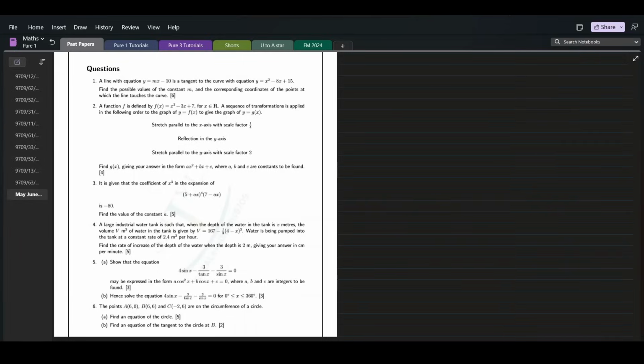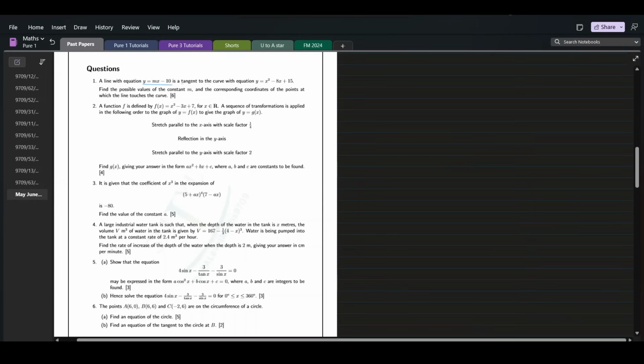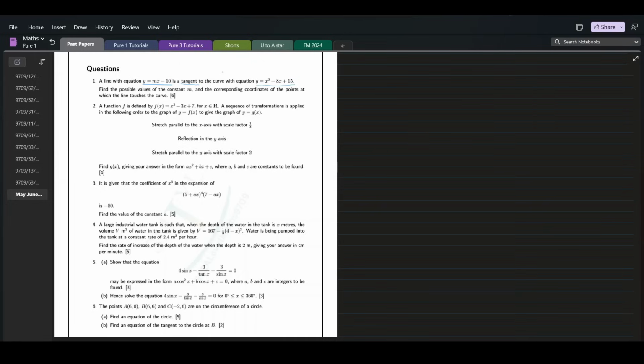Number 1. A line with equation y equals mx minus 10 is a tangent to the curve with equation y equals x squared minus 8x plus 15. Find the possible values of the constant m and the corresponding coordinates of the points at which the line touches the curve. So we are told that the line with equation y equals mx minus 10 is tangent to the curve with equation y equals x squared minus 8x plus 15.